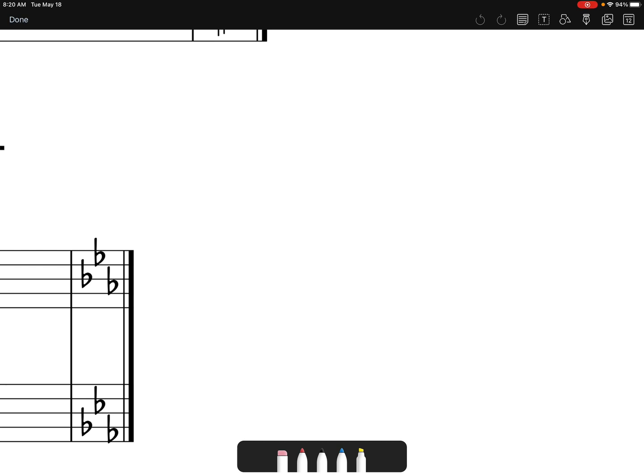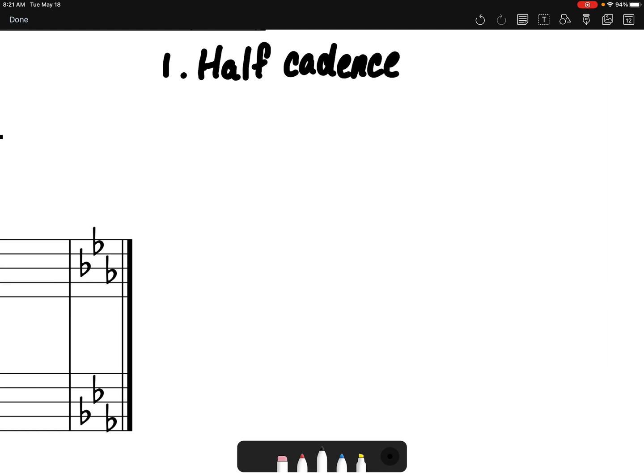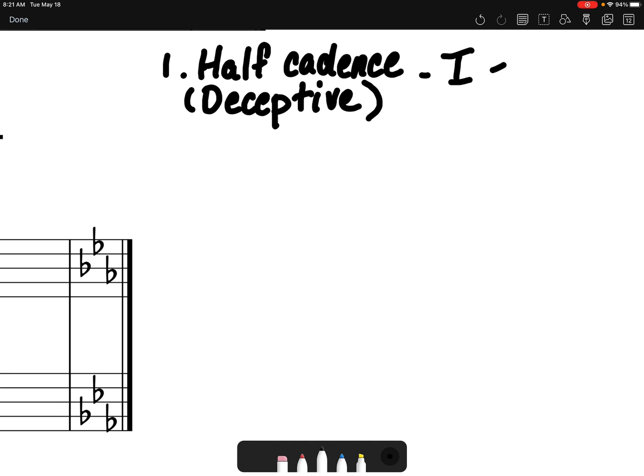Cadences are found at the end of phrases, and there's 4 types of cadences that we're going to do. The first type being half cadence, otherwise known as a deceptive cadence. And that is when we end with chords that go 1 to any other number, okay? It can be any other number. So it's basically any cadence that does not end in 1.